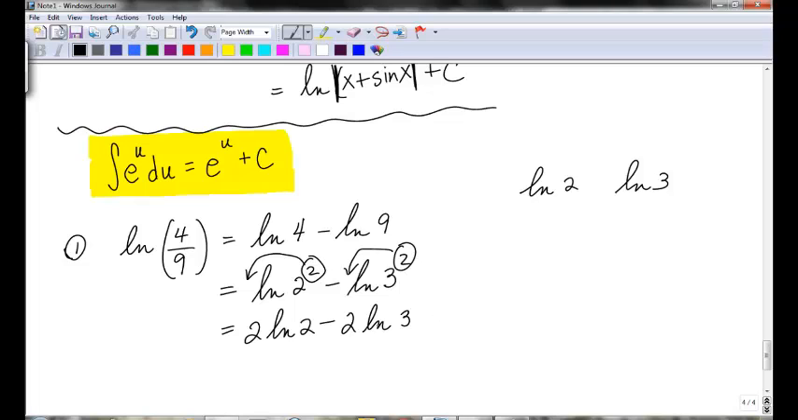You can write it like that. I think the author factors out a 2, but you don't have to. That's good enough. So don't make these hard.